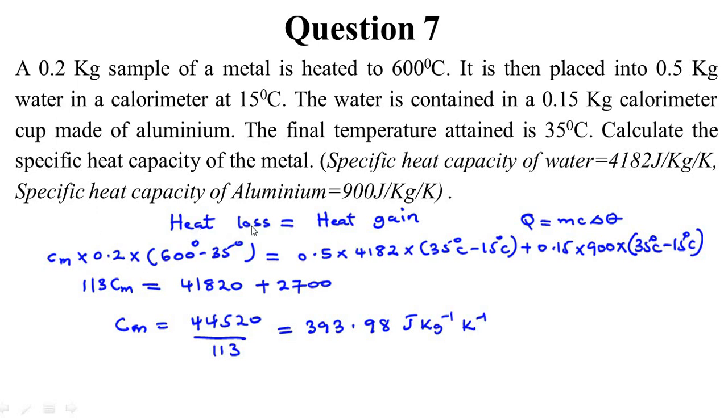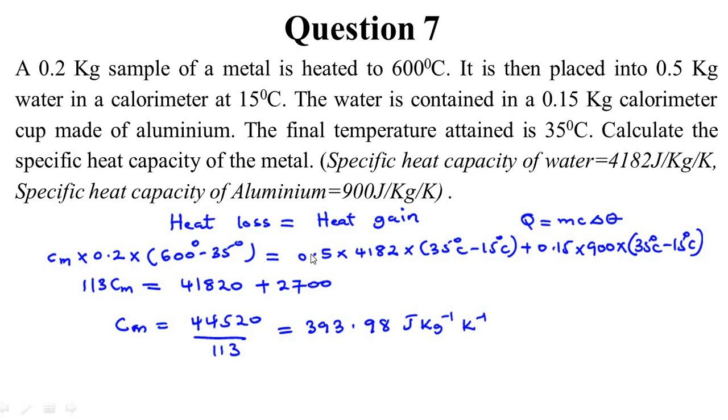So we say the heat loss is calculated by the specific heat capacity of the metal times 0.2, which is its mass, times the temperature change here. Remember, we have been told that a final temperature, or what we can call the equilibrium temperature, of 35 degrees Celsius was attained. So we have a changing temperature from 600 to 35. We expect a negative here, but we want to keep things positive, and this can still lead us to a positive answer for Cm. So we'll have Cm times 0.2 times (600 minus 35).